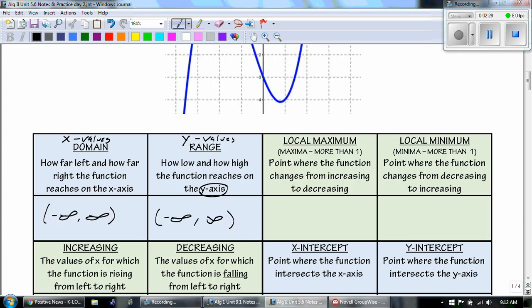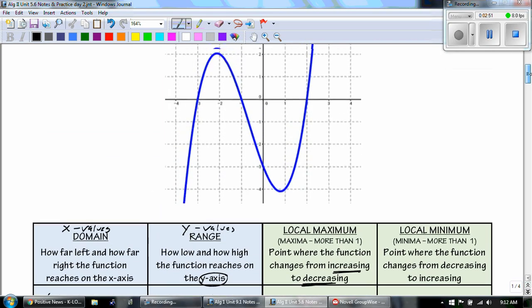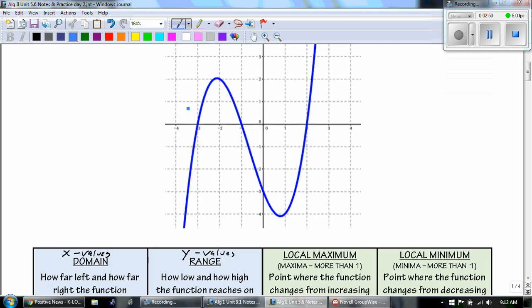Now, the local maximum and the local minimum, the maxima and the minima are different, okay? Now, the maximum, the maxima is the point where the function changes from increasing to decreasing. So here I am going up and then I am going down. So I want to know, what is this point right here? This is going to be my maxima.